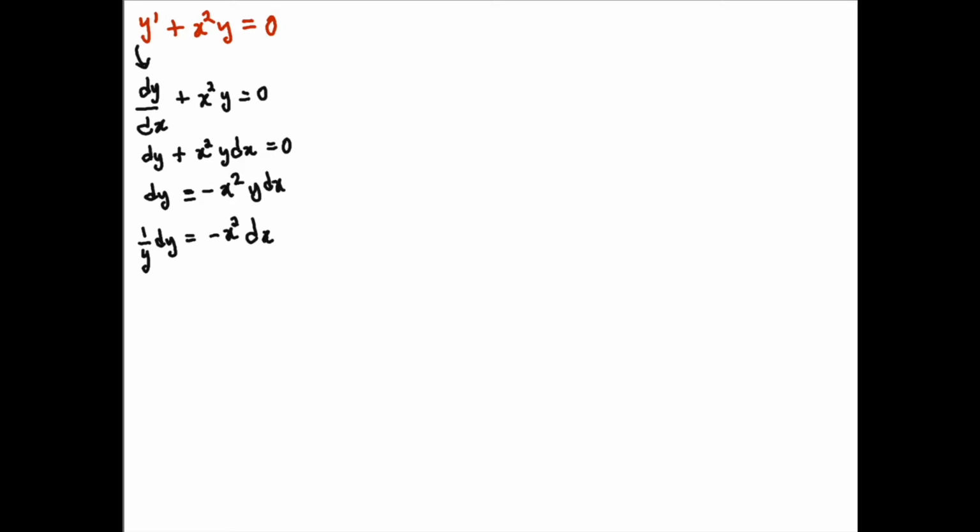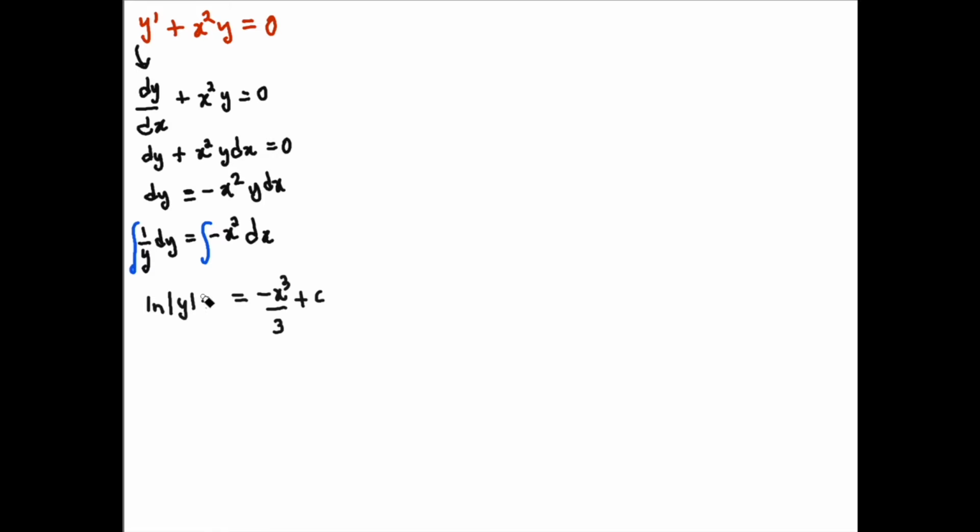Okay, so now this is pretty familiar, right? We can solve this fairly straightforwardly. We can just take the integral of both sides. So that gives us the natural log of the absolute value of y plus c equals minus x³ over 3, sorry, not dx, plus c. Okay, so we have two arbitrary constants, one on each side. We can just combine them and refer to both with just one c.